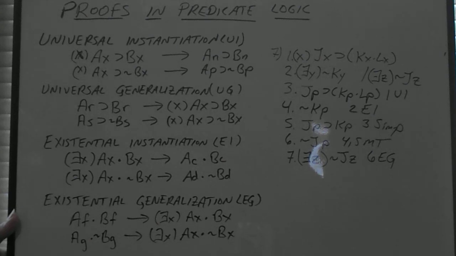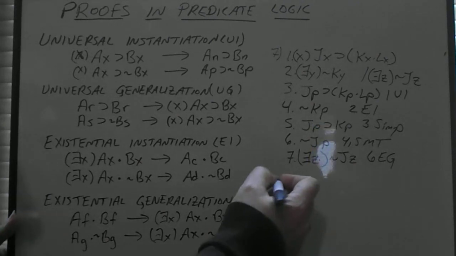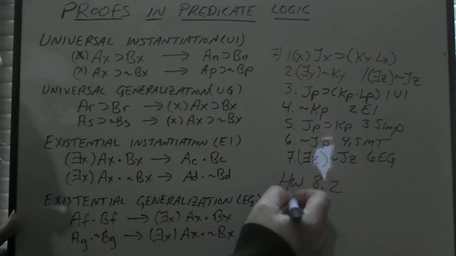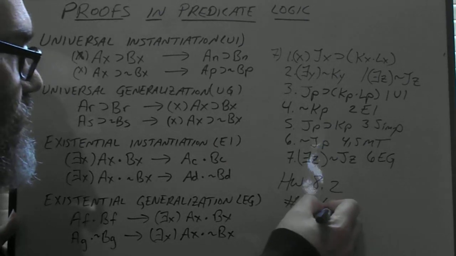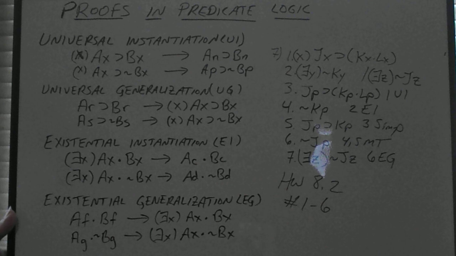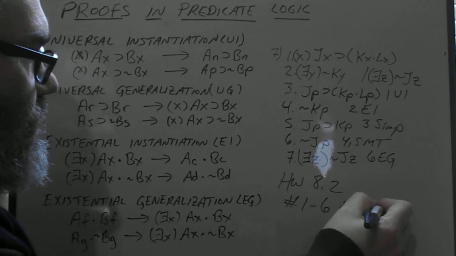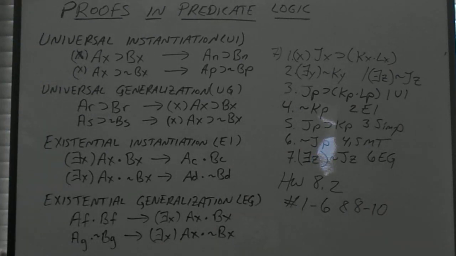Okay? So I'm going to let you guys try some of these. So for homework, we've got 8.2, and I did number 7, so you can do 1 through 6 and about 8 through 10. So basically it's 1 through 10 with the exception of 7, which I've done for you there. So that's going to be your final homework assignment. As always, if you have any questions, let me know. But otherwise, I will be happy to go over those with you in the next video here.